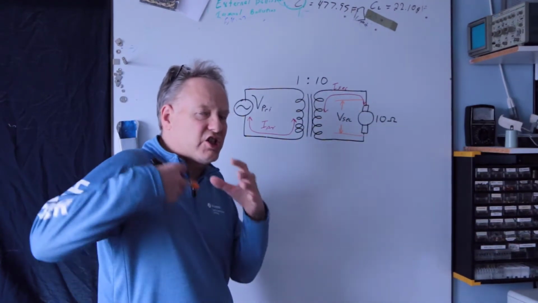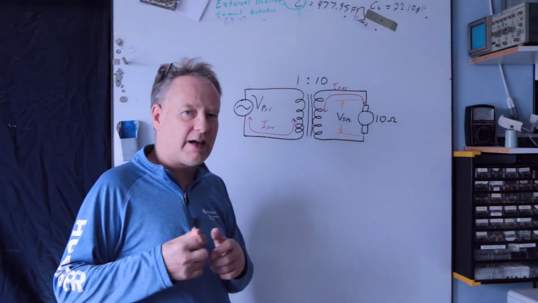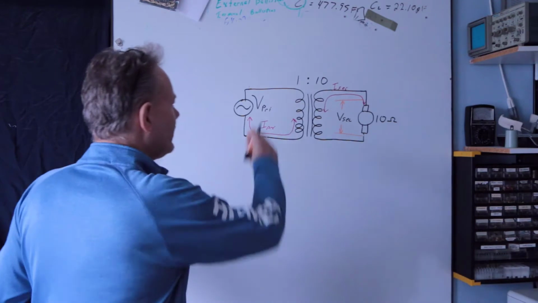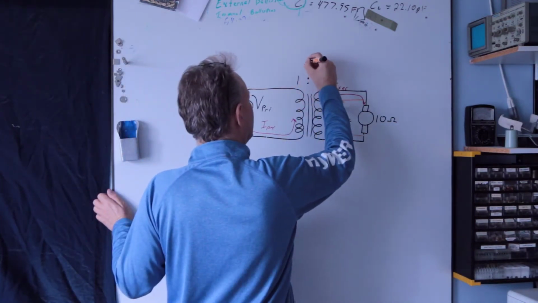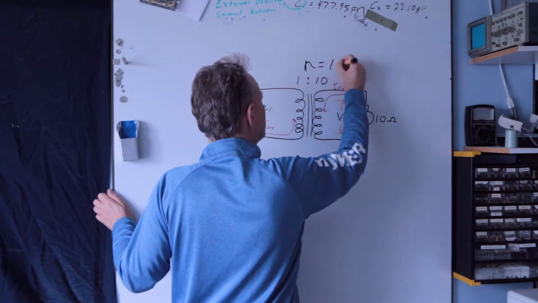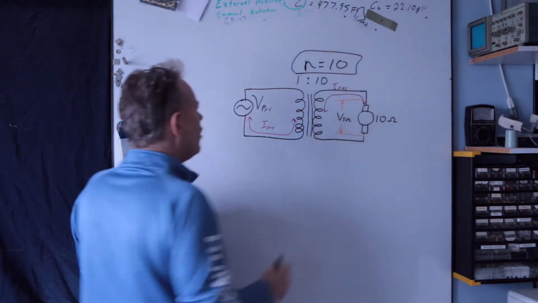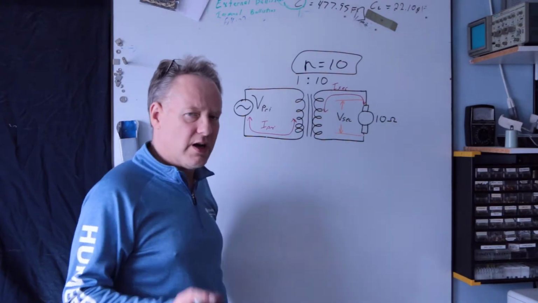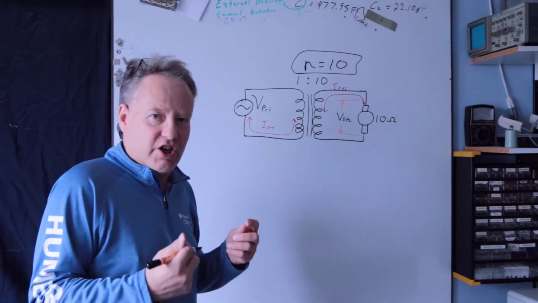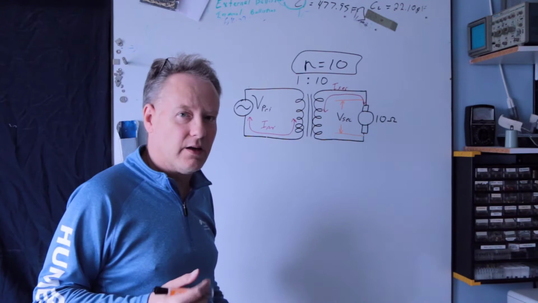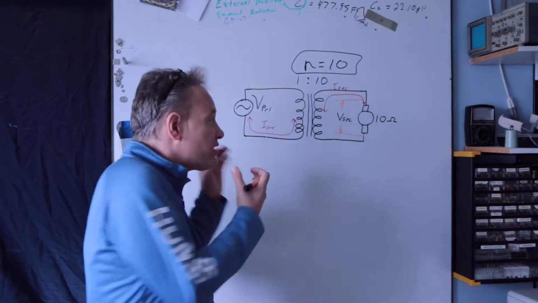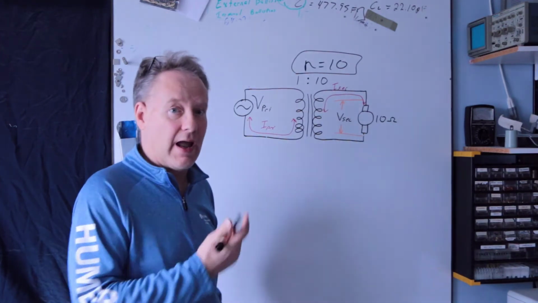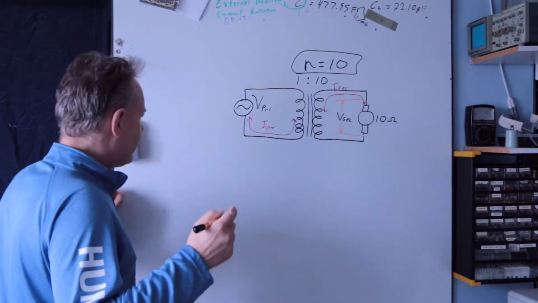So let's start unpacking this with N, our turns ratio. We can say N equals 10. We know the turns ratio. Now, let's unpack how the voltage and the current are affected by this N, and then we'll unpack how the resistive load, or the resistance, is affected by N. We'll jump into Ohm's law to do that.